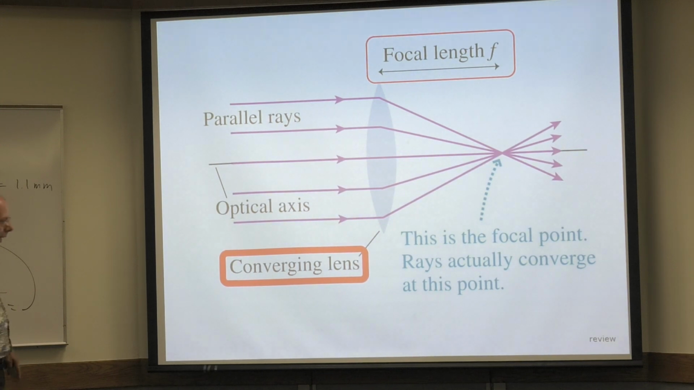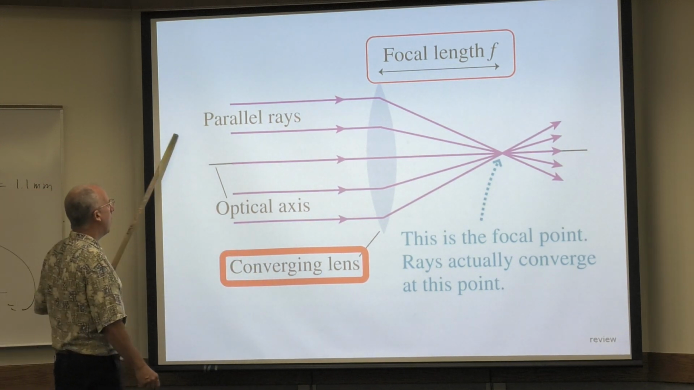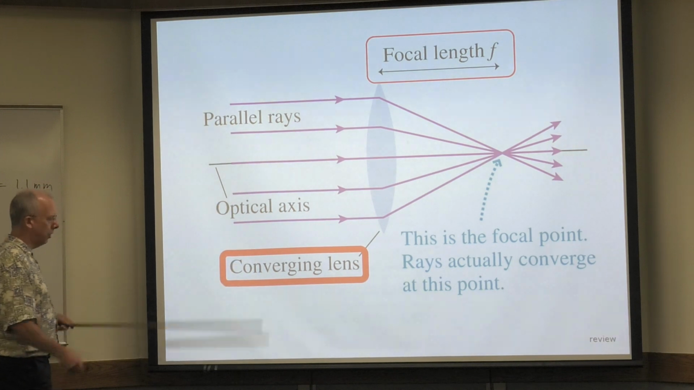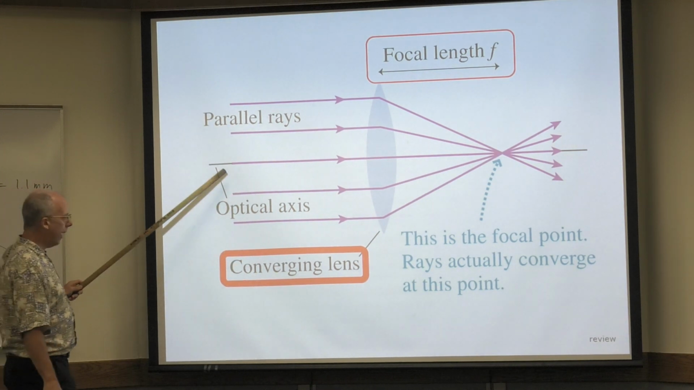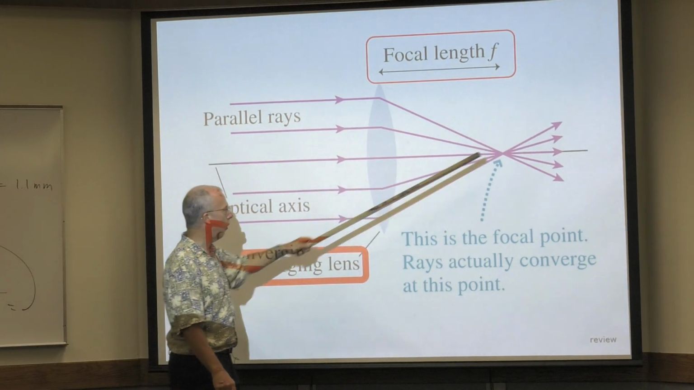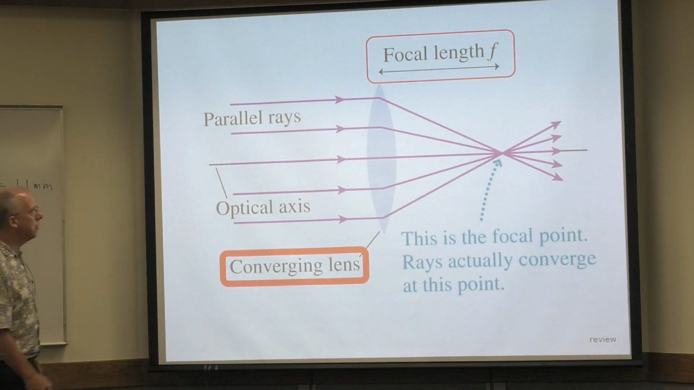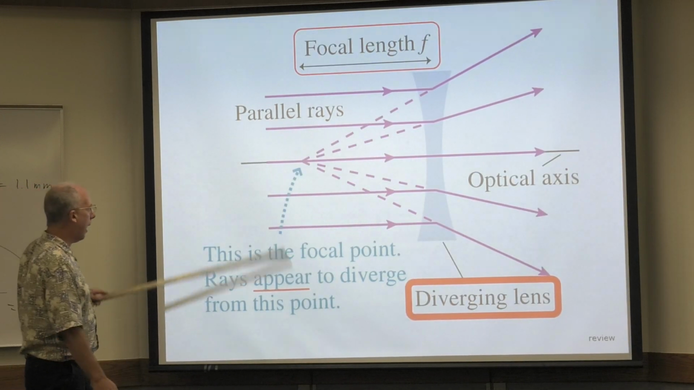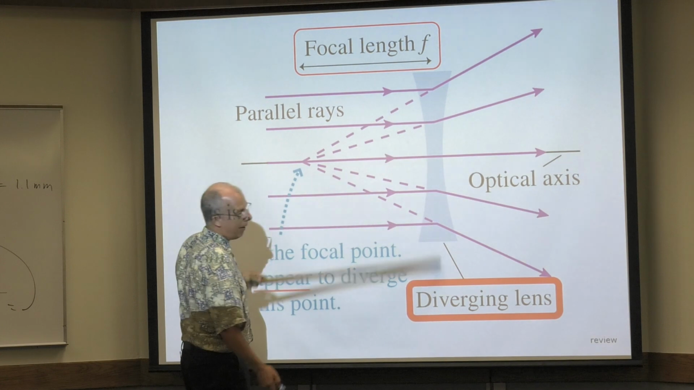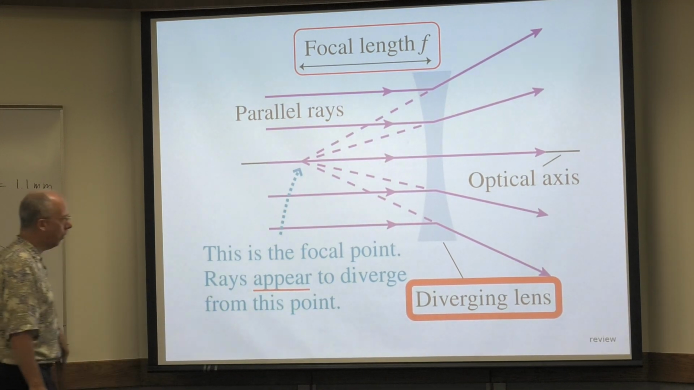Okay, then we talked about lenses. So we're always going to assume parallel rays are coming in, which is a very good approximation. So for a lens, if they converge, that's the focal point, a converging lens, positive focal point. If they diverge, it must be a diverging lens, right? Negative focal point.